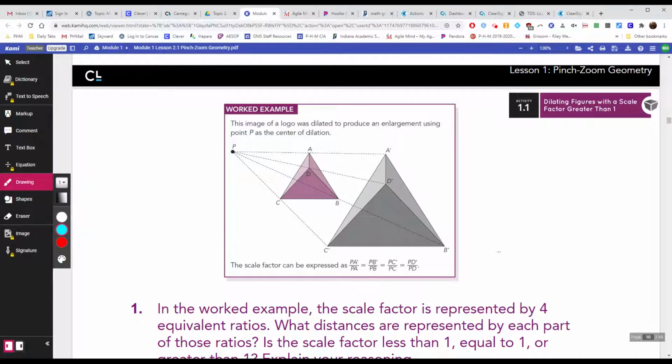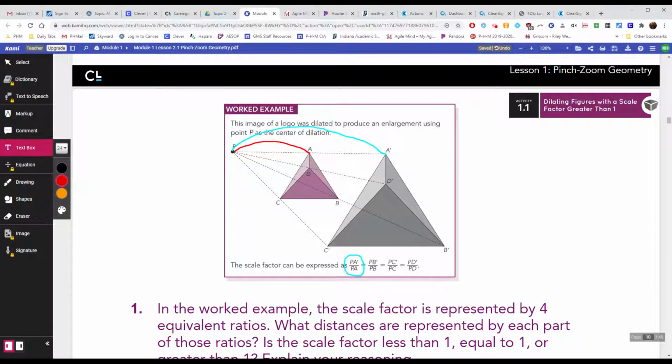So the scale factor are these ratios right here. I'm going to look at this one in particular. Okay, so this one in particular, it says PA prime. So they're talking about this distance right here from P all the way to A prime right there. And they are comparing that or writing it as a fraction or ratio compared to PA, which is this distance right here. Okay, so this kind of answers question number 1.